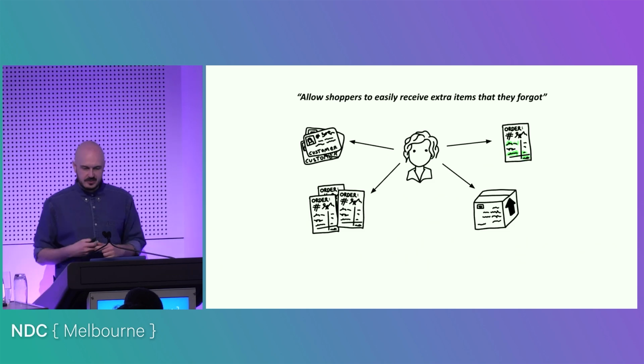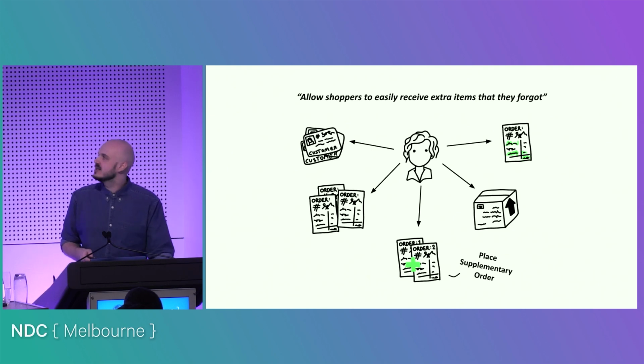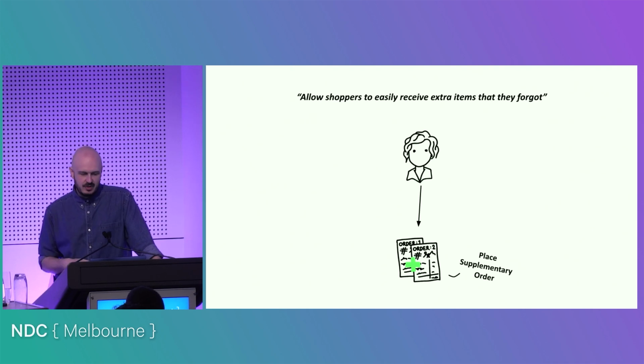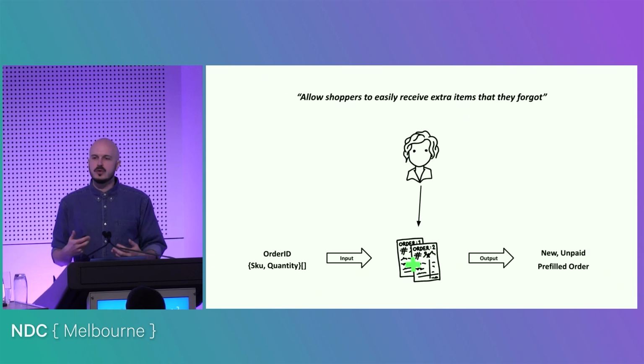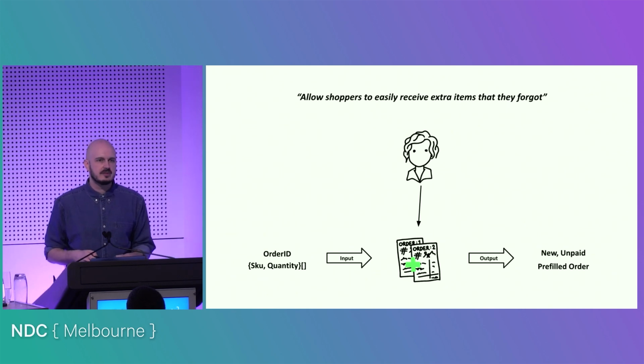Well, a fairly simple solution could be that we imagine a new place supplementary order endpoint. And I know that is horrendously uncatchy, but I'm sure you can all already imagine its signature, can't you? It's going to take in a reference to the original order, a list of the items and quantities that were forgotten, and it's going to output a brand new order that is awaiting payment. And maybe either customer details are cloned or referenced from the original order.